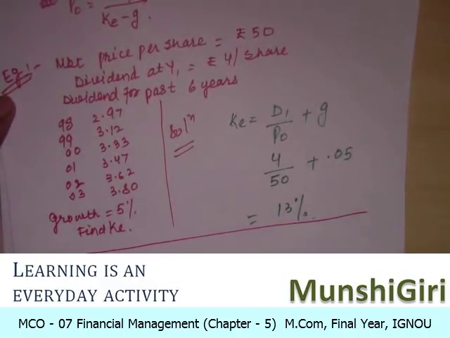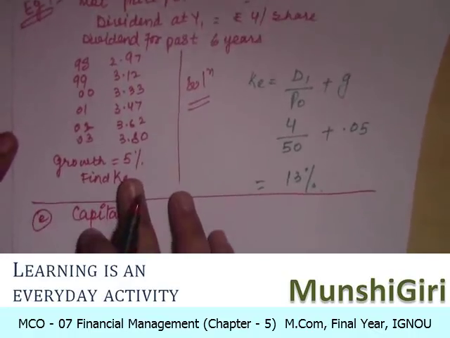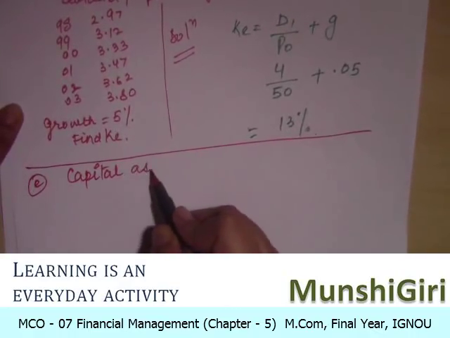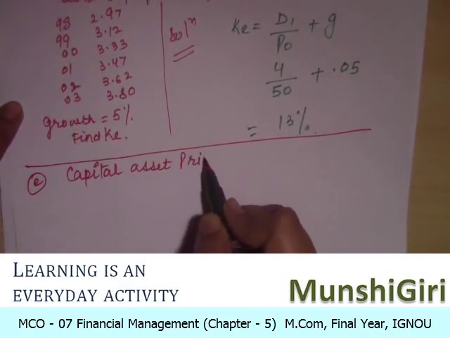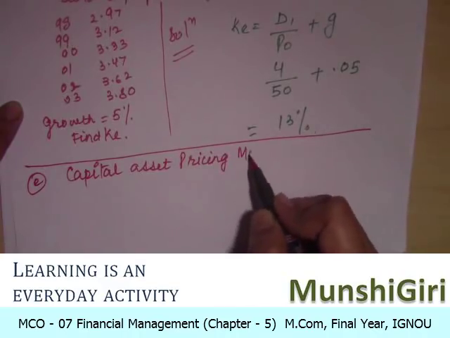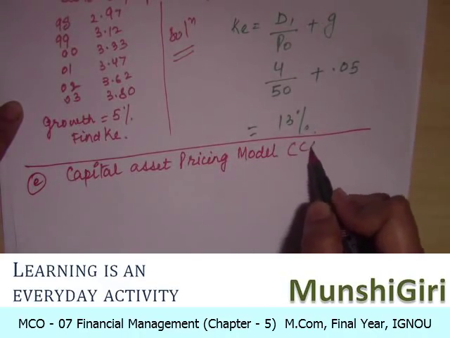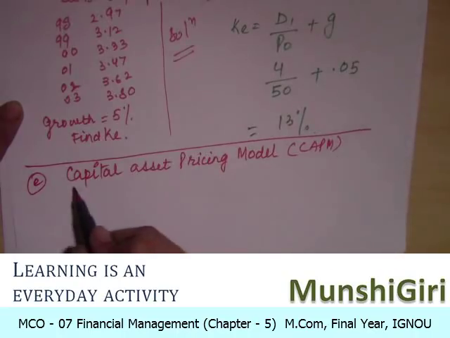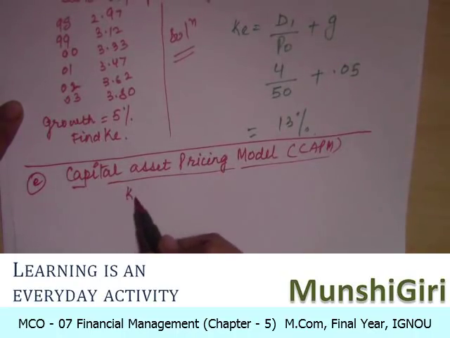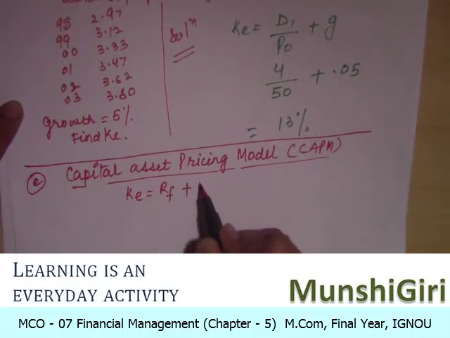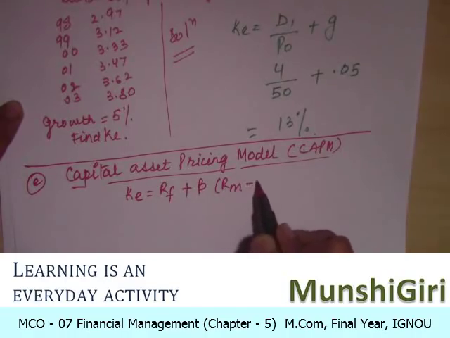This is KE, calculation of KE using the capital asset pricing model, popularly known as CAPM. Under this, KE is equal to RF plus beta, RM minus RF.